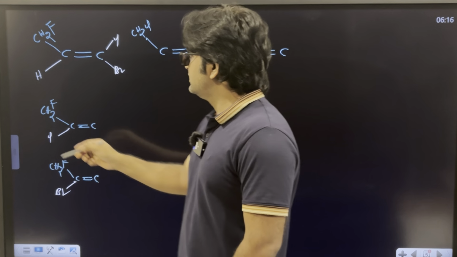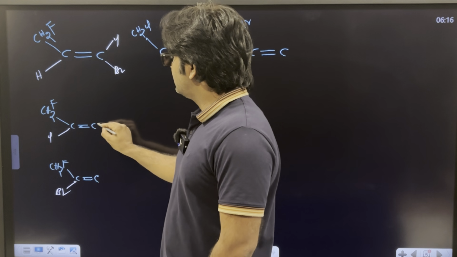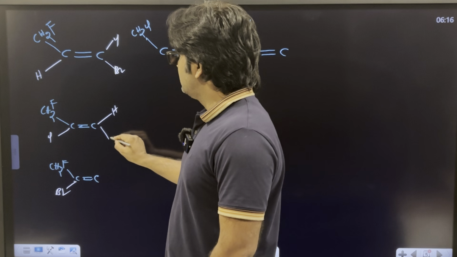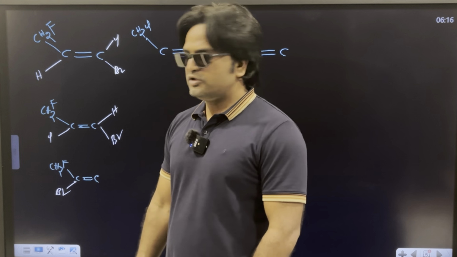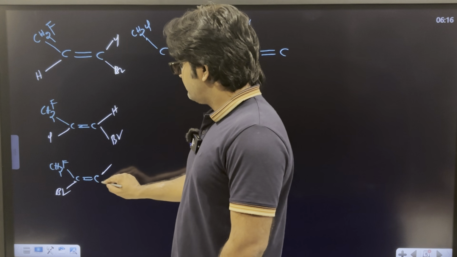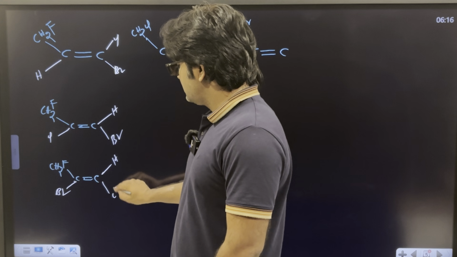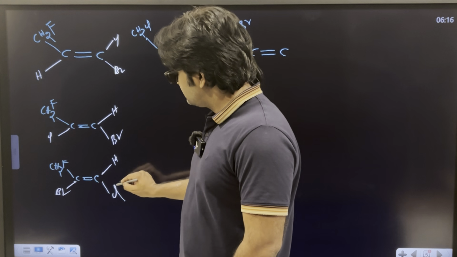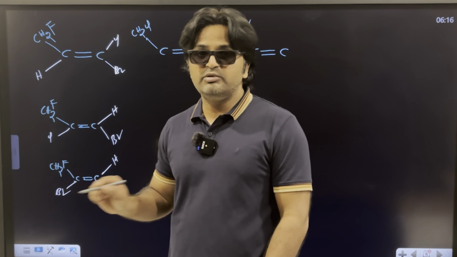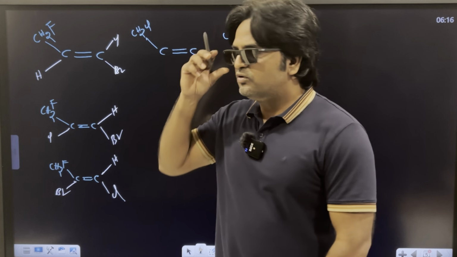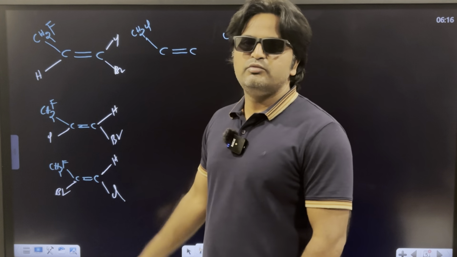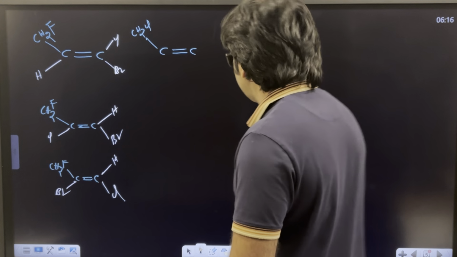And what is the situation here? If you are taking chlorine on this carbon atom, you can write hydrogen and bromine. Right, here bromine. What are the remaining possibilities? Hydrogen and chlorine. Hydrogen chlorine or hydrogen chlorine, not a new structure. Why? Because we are writing structural isomers. Totally, how many possibilities do we have? Three possibilities are there.